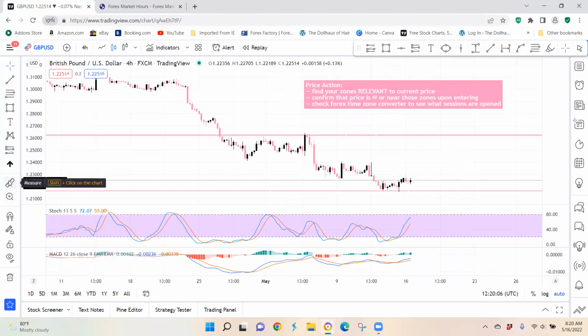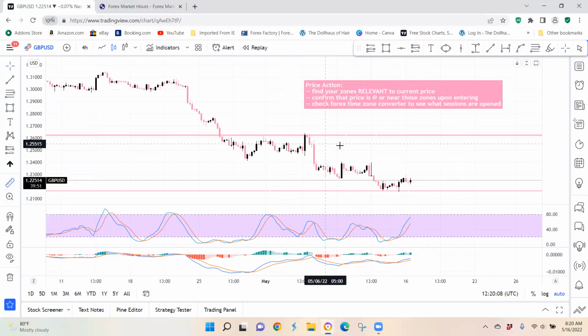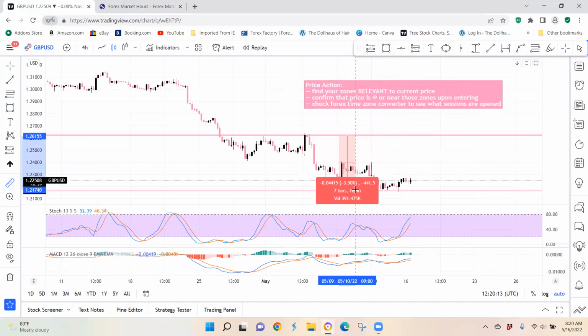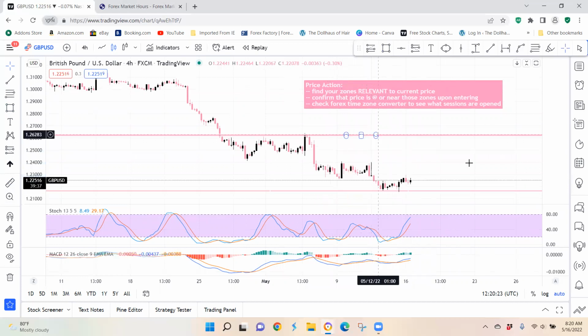And I'm gonna actually take this ruler right here, this measuring tool, just to see how far apart I placed these. So this is actually 400-some pips apart. 454. So that's actually more than 100 pips. And just because it did it at this point, I do believe that this is okay for these zones.